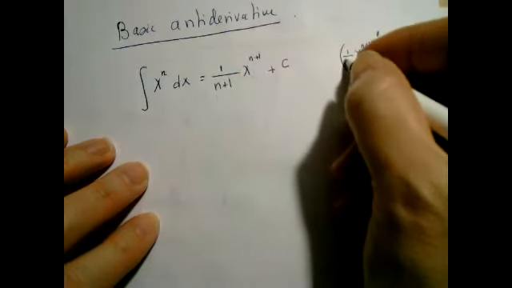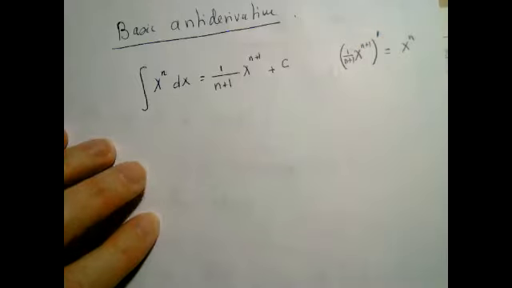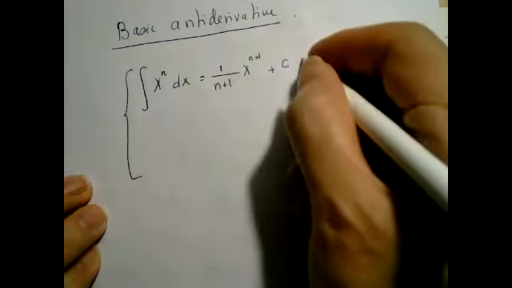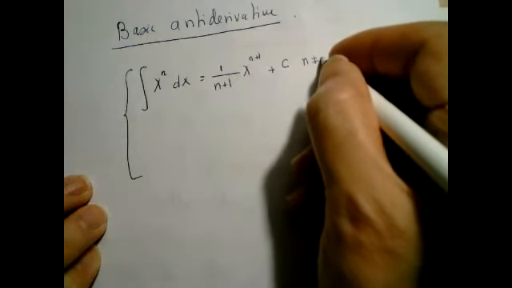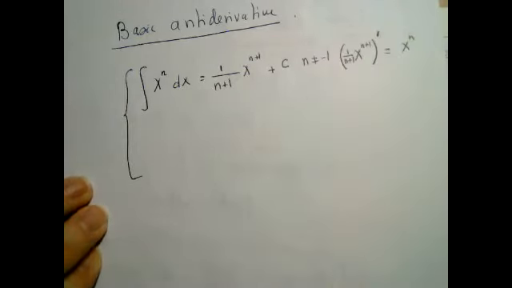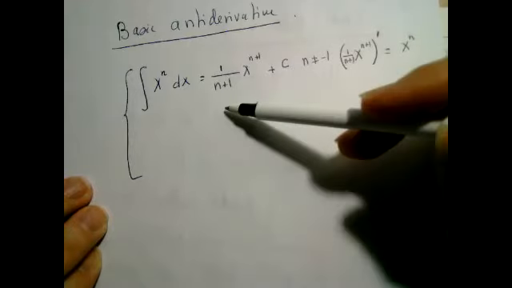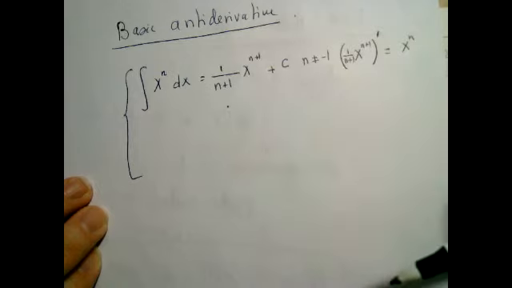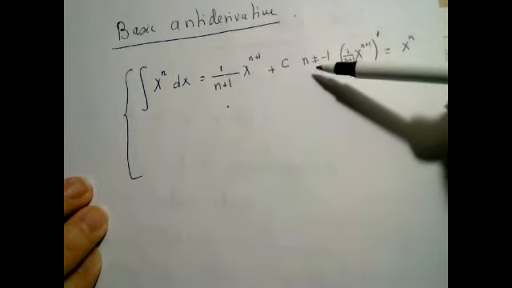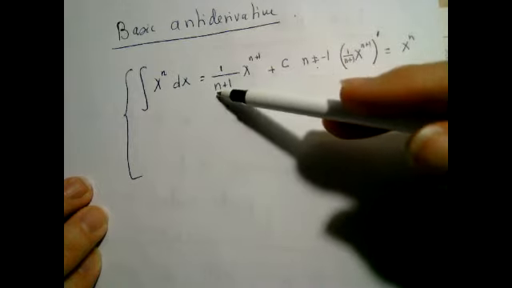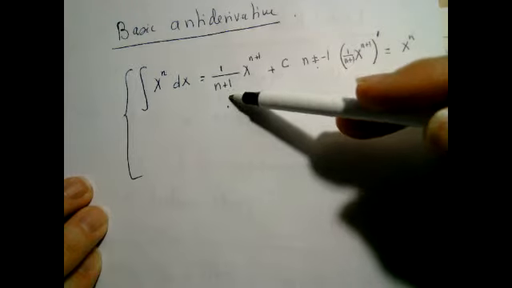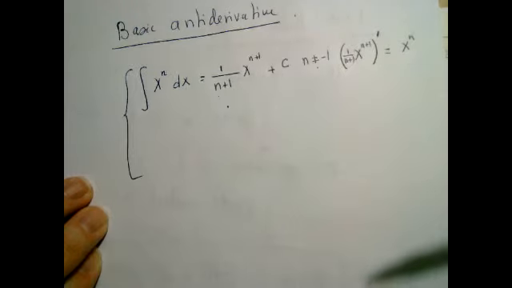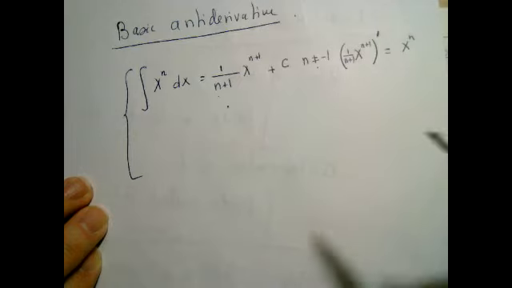Because if I take this and I differentiate it, I will get x to the n. But this is good as long as n is different from minus 1. Because if n equals minus 1, this is absolute nonsense. I will be dividing by minus 1 plus 1, which is 0, which is absolutely nonsense. So this is true as long as n is different from minus 1.